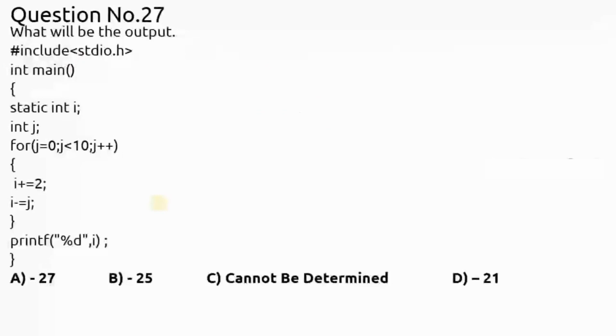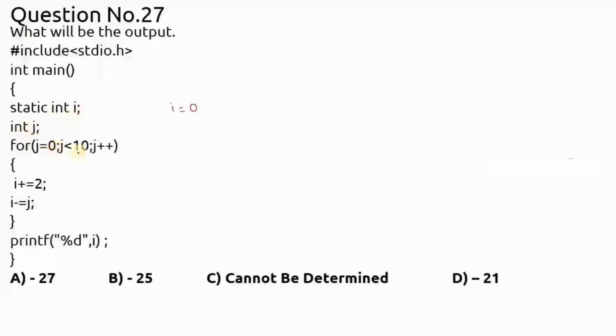Coming to question number 27, which is with respect to having some variable like static int. So we know that whenever I declare a variable as static int, the default value is 0. So here i is declared as static, that's why the default value is 0. If I don't write static here, then initially the value will be a garbage value.